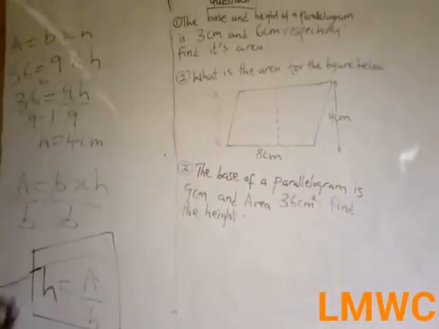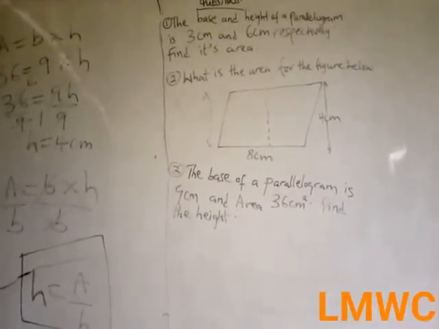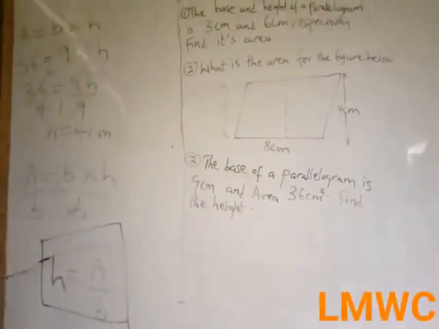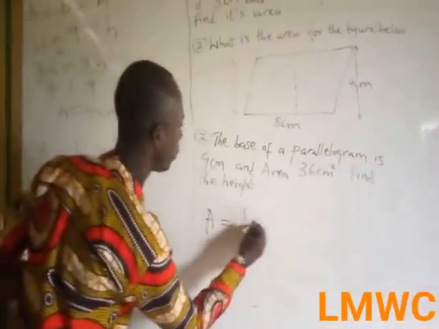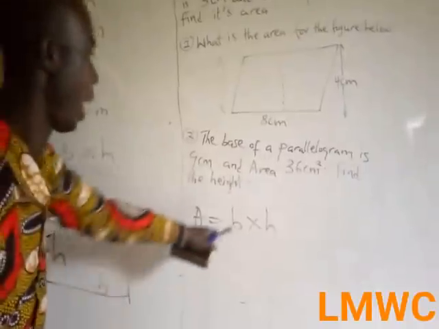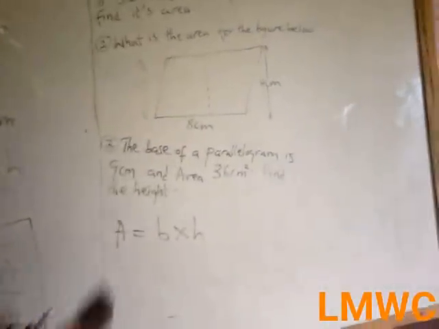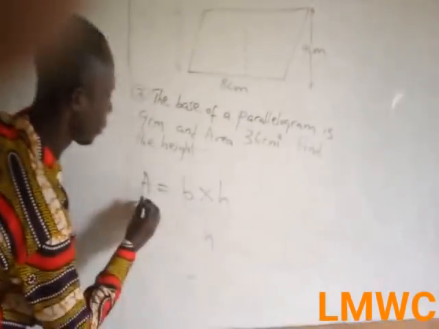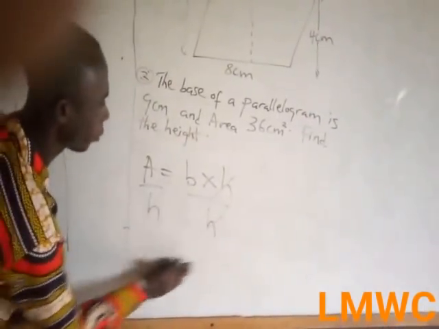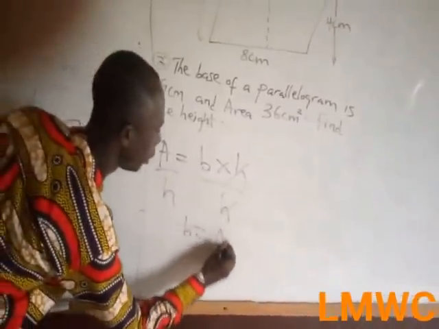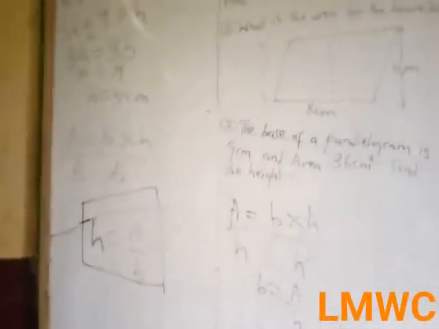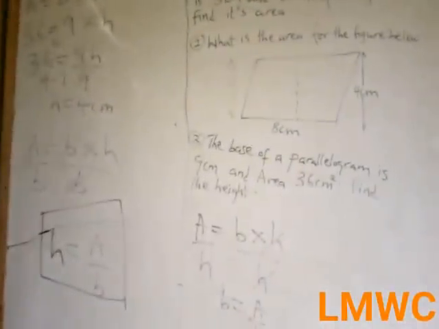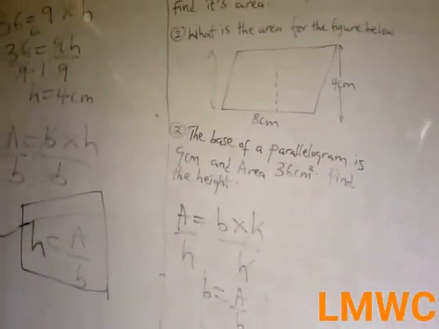If you are given area and base and you are asked to find the height, you can also be given area and height and you will be asked to find the base. That one too, it becomes A is equal to B times H. This is one time I want us to find the base. So you divide through by H. We have B is equal to A over H. You see, it's not difficult. B is equal to A over H. So either you use the substitution approach, that's elimination by substitution, or the formula approach.